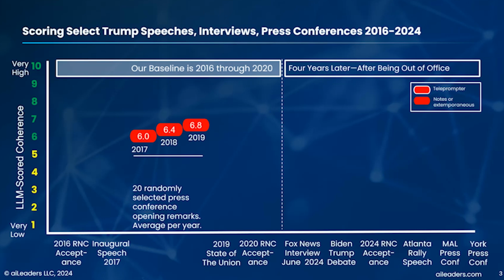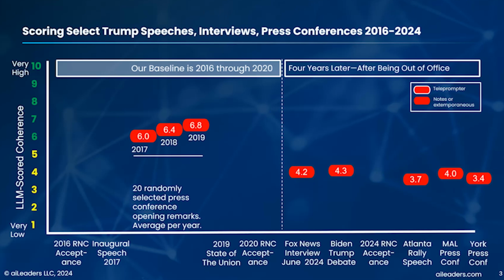What catches our eye in the results of research is comparing to today. So now we're 4 years later. And when you score these remarks, the coherence drops significantly. Some of these scores, like the Atlanta rally speech, are significantly challenged in the ranking that the machine would provide. There are noticeable and significant issues with coherence.